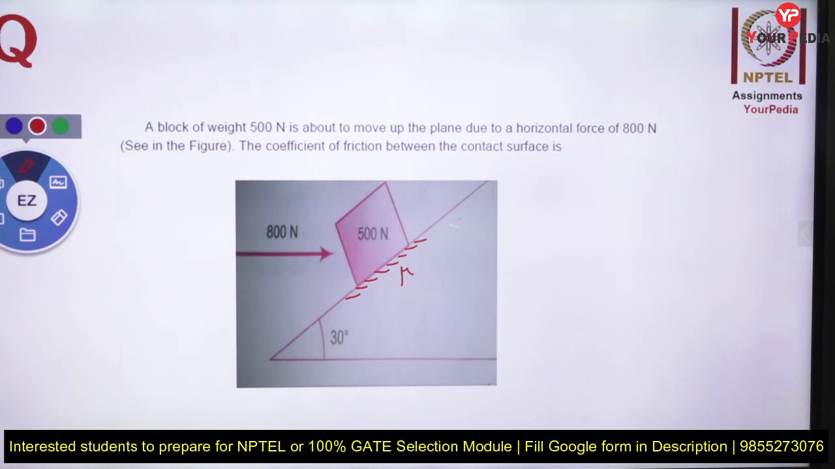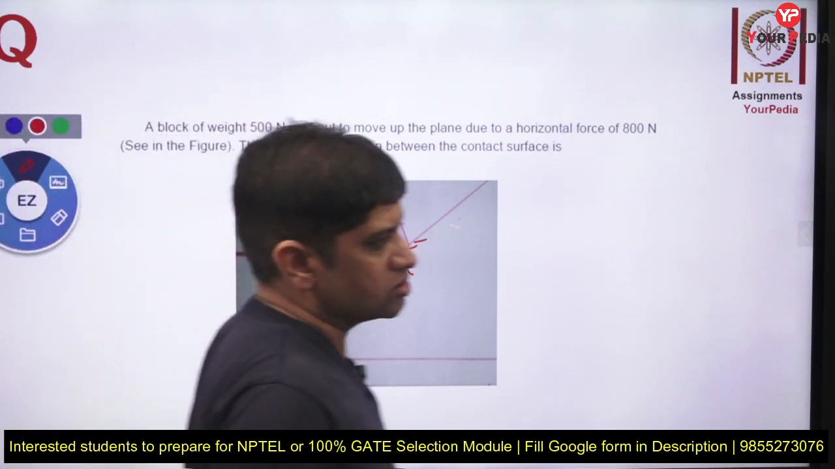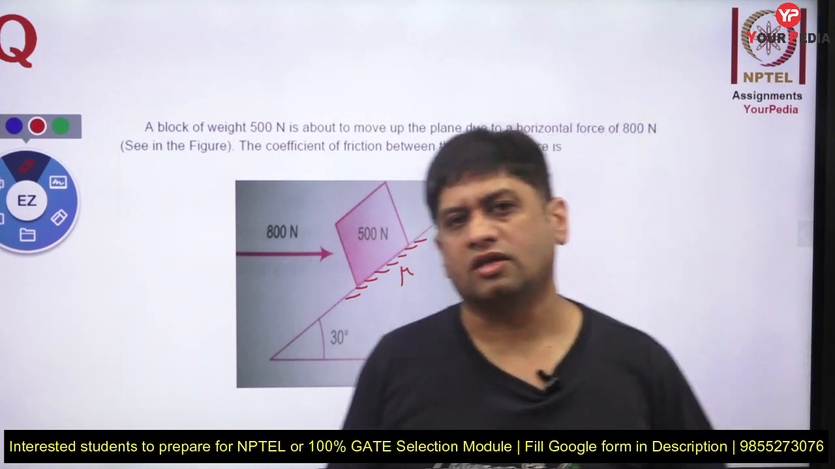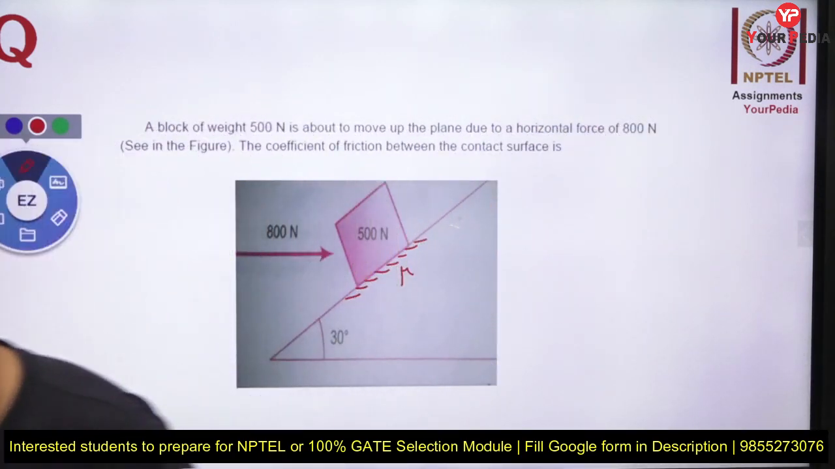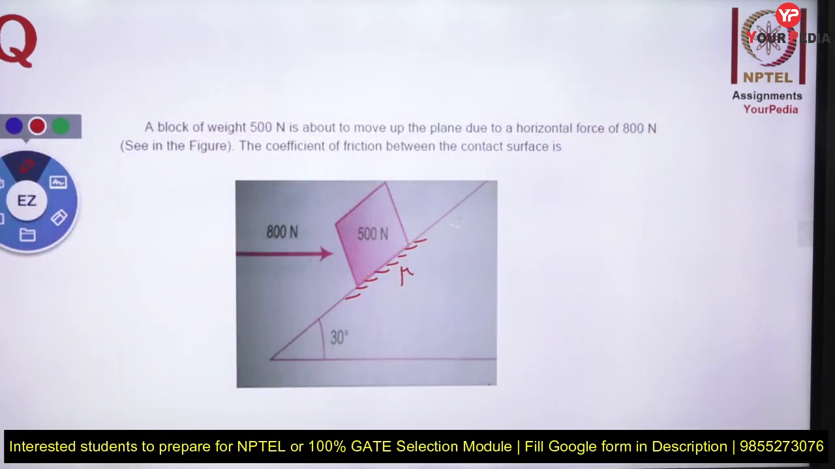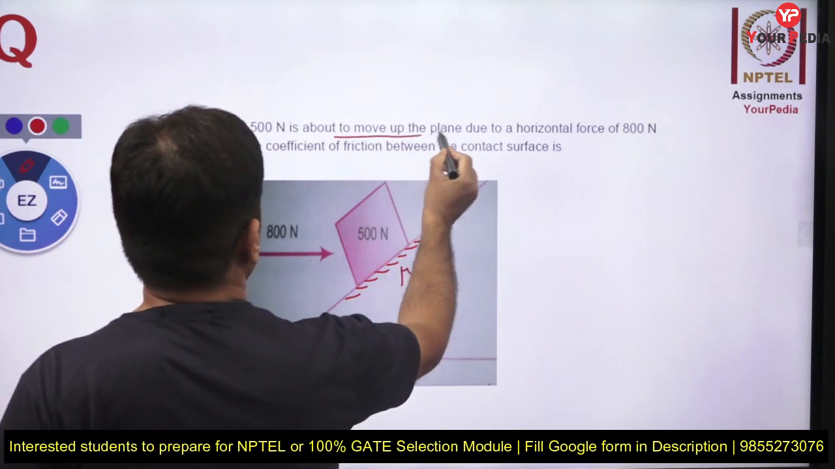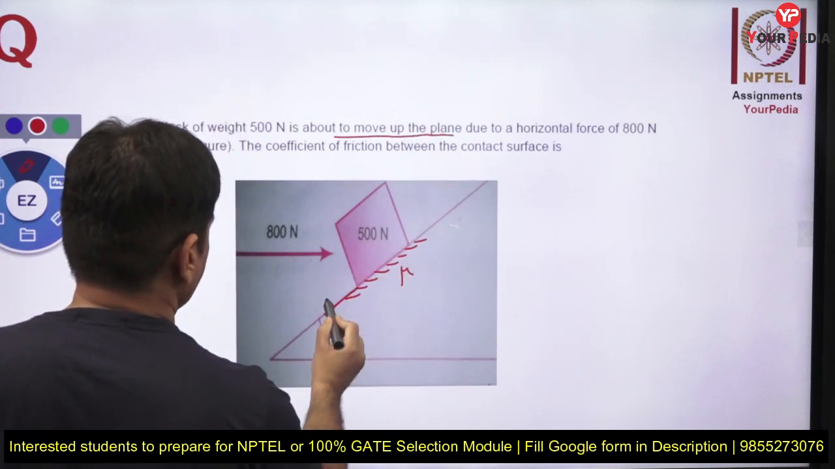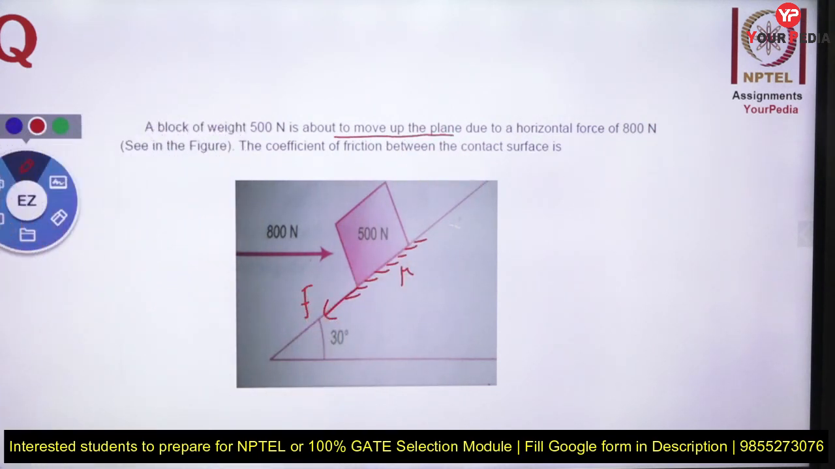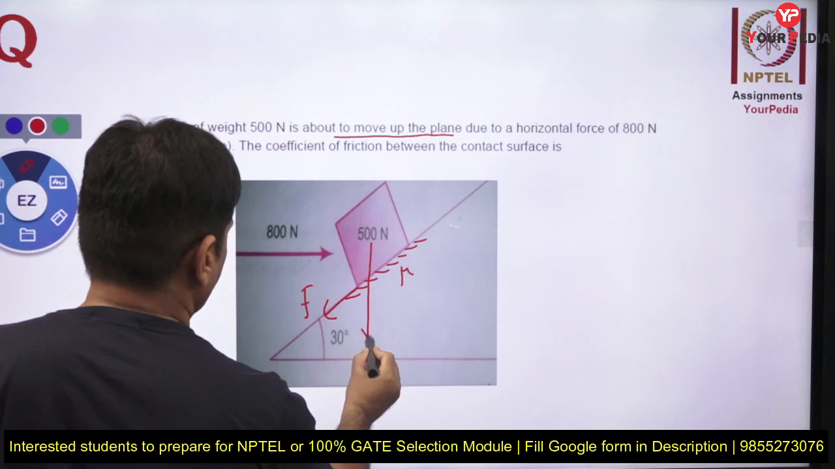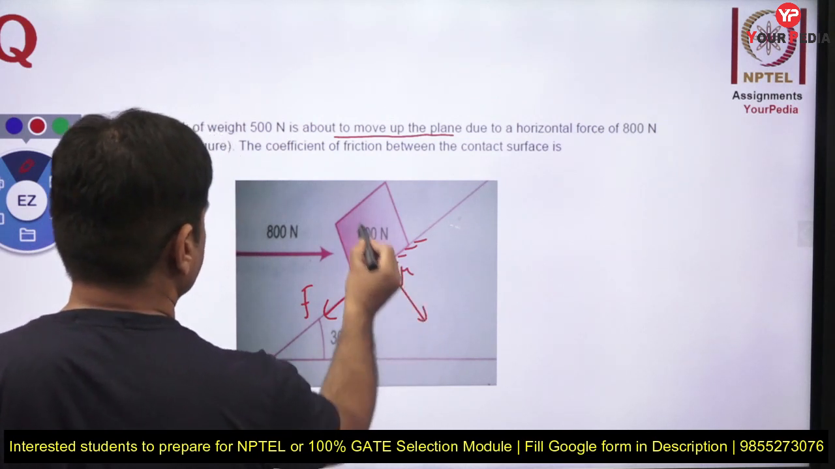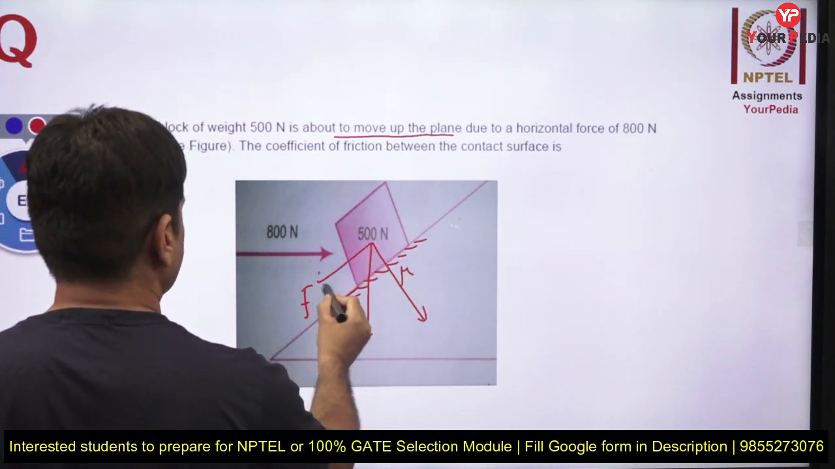You know these questions are different because they are NPTEL questions. They are the typical questions which you can get in exams like GATE and other such competitive exams. So when it is about to move up, the friction will be downward. When it is trying to move up, the friction is going to act downward. What kind of forces are acting on this block now? If I make the free body diagram, what kind of forces are acting on this?